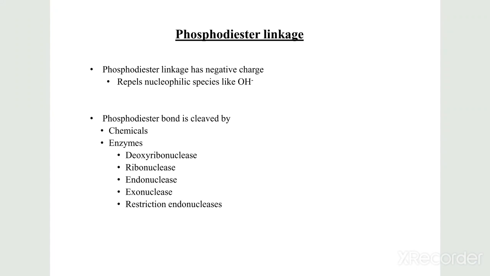The phosphodiester linkage present in the backbone of the nucleic acid has a negative charge. That means it repels nucleophilic species, including all species having a negative charge like the hydroxyl group. And this bond can be broken down by chemicals and enzymes like deoxyribonuclease, ribonuclease, endonuclease, exonuclease and restriction endonucleases.